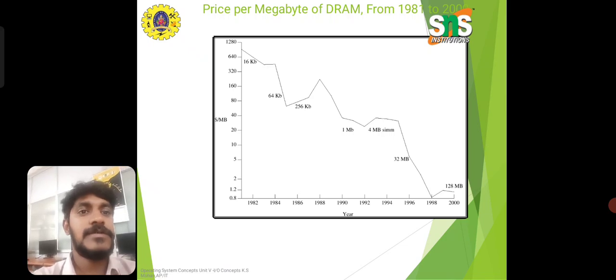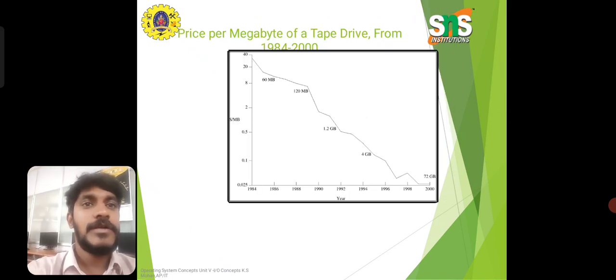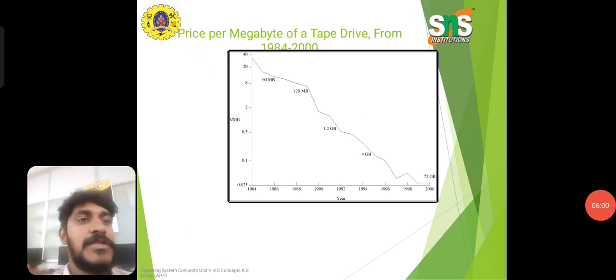Here is the price. Then the price per megabyte of magnetic hard disk from 1981 to 2000. Then the price for tape drives from 1984 to 2000, etc.